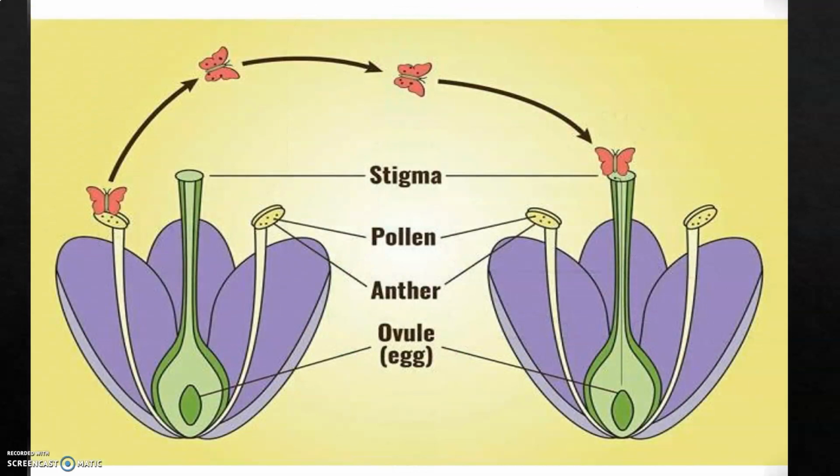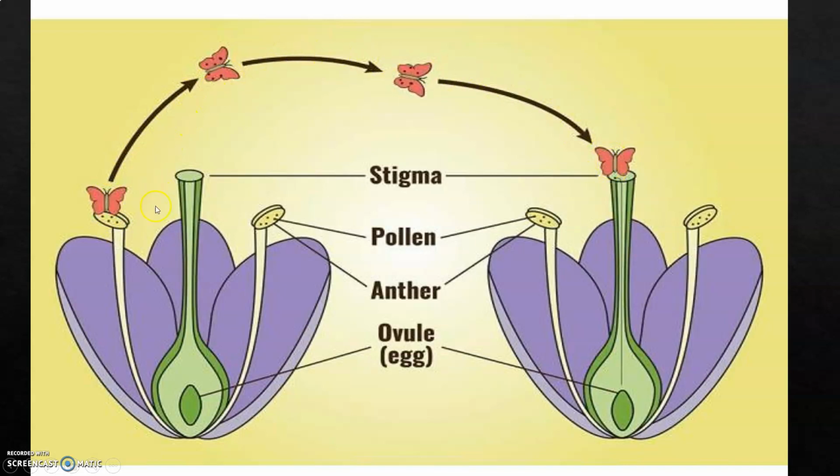Now let's discuss the process which occurs before fertilization. Before fertilization, a process called pollination occurs. Pollination is the transfer of the pollen grains from anther to stigma. The anther and stigma may belong to the same flower or to the same plant, or they may be from different plants of the same species. Now this process of pollination is the transfer of pollen grains. So anther contains the pollen grains. From here, the pollen grains are transferred to the stigma.